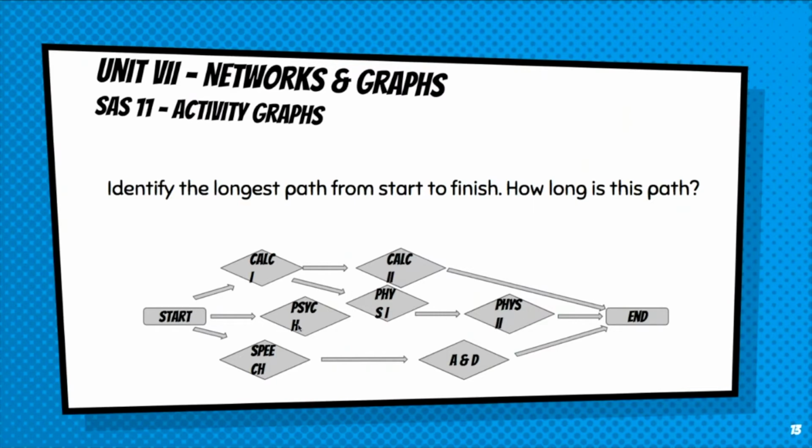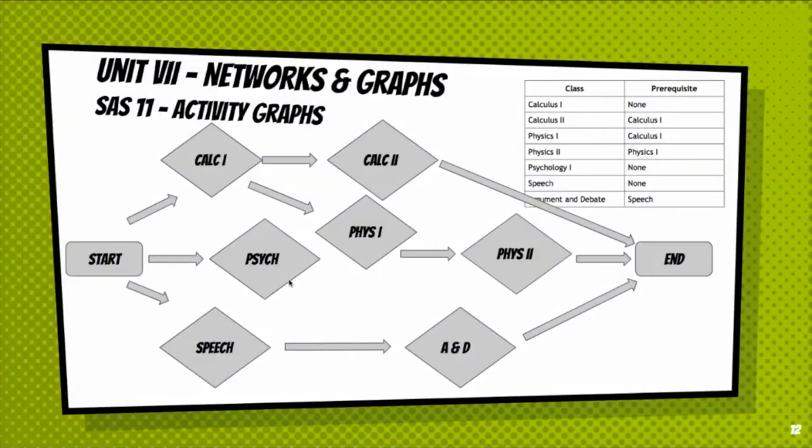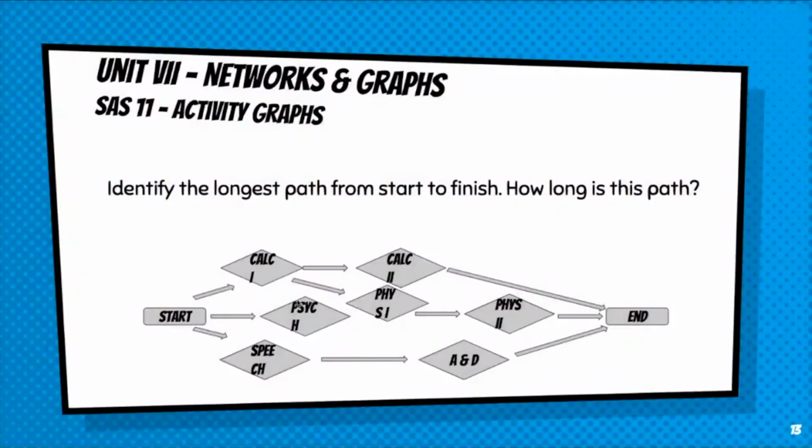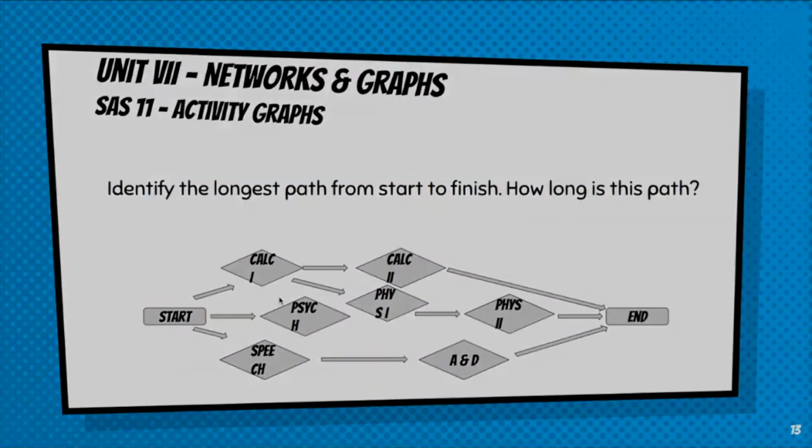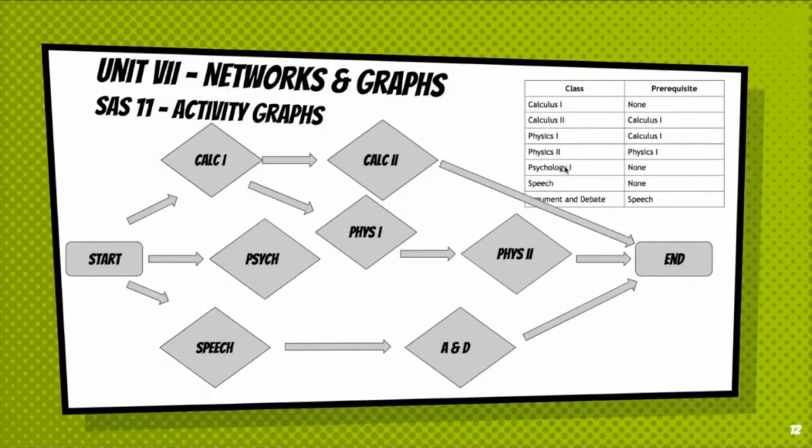You might notice that psychology doesn't have an arrow coming out of it. I'm going to be honest with you, that's my mistake. There should be an arrow coming out of psychology going straight to the end. Because if you go back one more, you'll see that psychology is not a prerequisite for any other course. When I made this, I completely forgot about it, but I think you can understand that there's nothing coming out of it. It should go to the end.